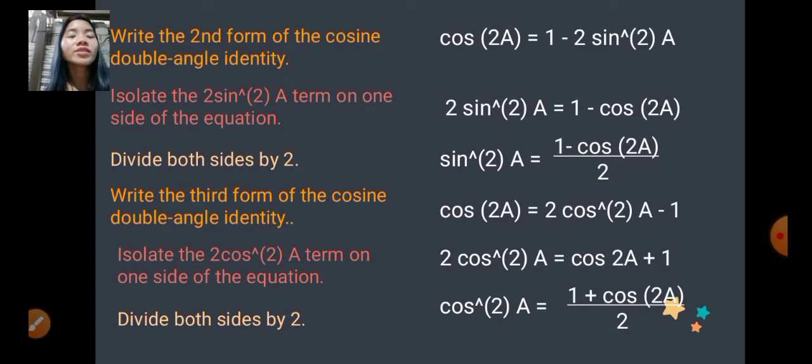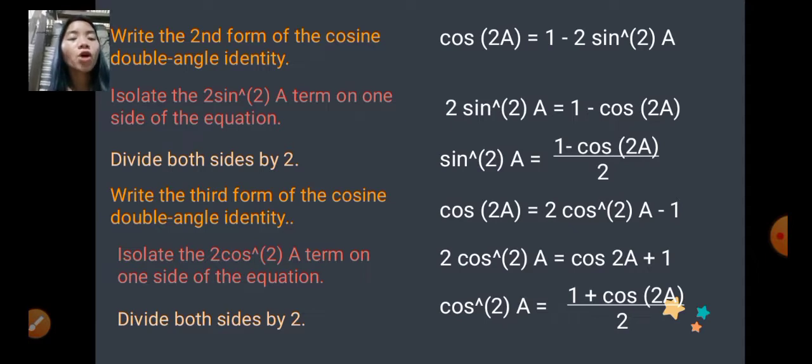So, write the second form of the cosine double angle identity. We have cos 2a is equal to 1 minus 2 sine squared a. Then isolate the 2 sine squared a term on one side of the equation. So we have 2 sine squared a is equal to 1 minus cos 2a. Then divide both sides by 2. So we have sine squared a is equal to (1 minus cos 2a) over 2.